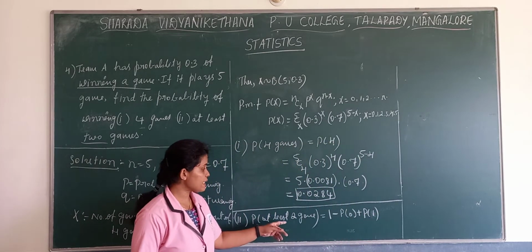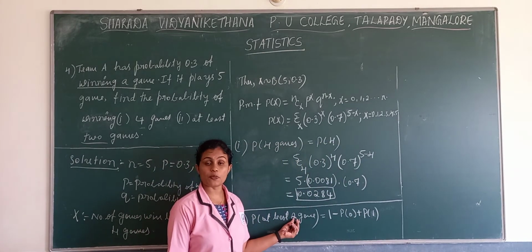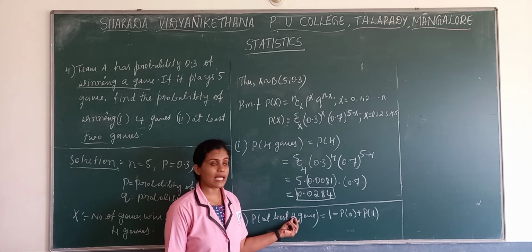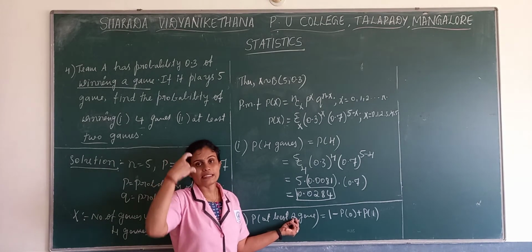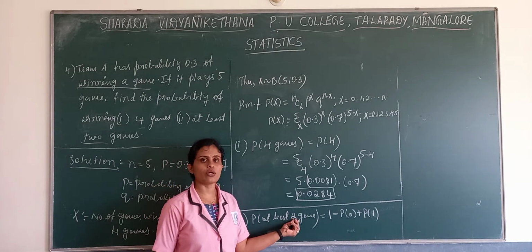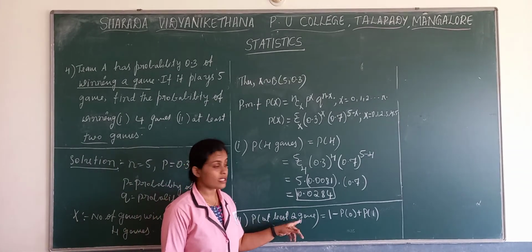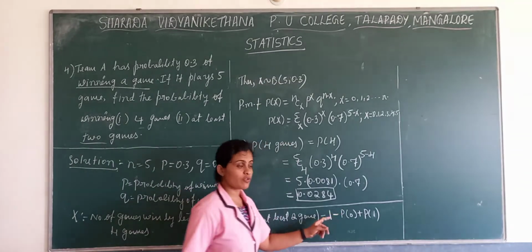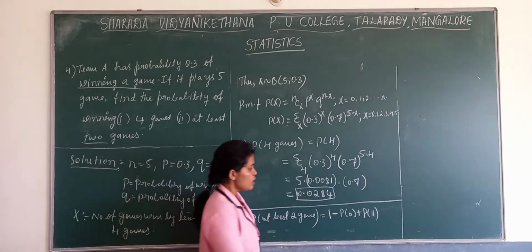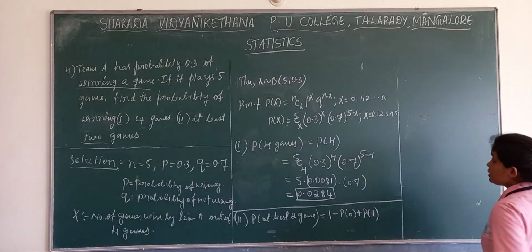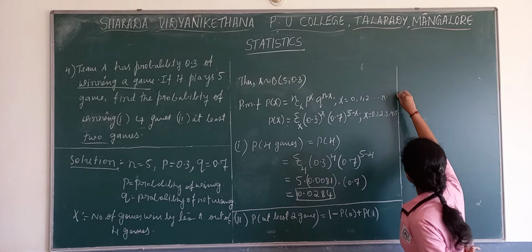For example, at least 1 means 1 minus P of 0. For example, at least 3 means 1 minus P of 0 plus P of 1 plus P of 2. This particular number will not appear here. Below that we have to deduct from 1. Now, take the values now.